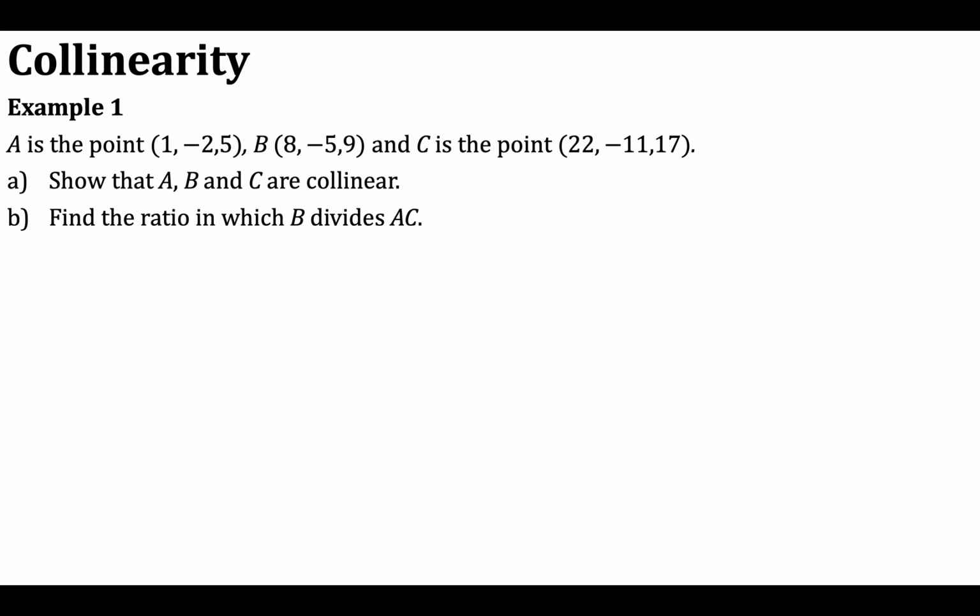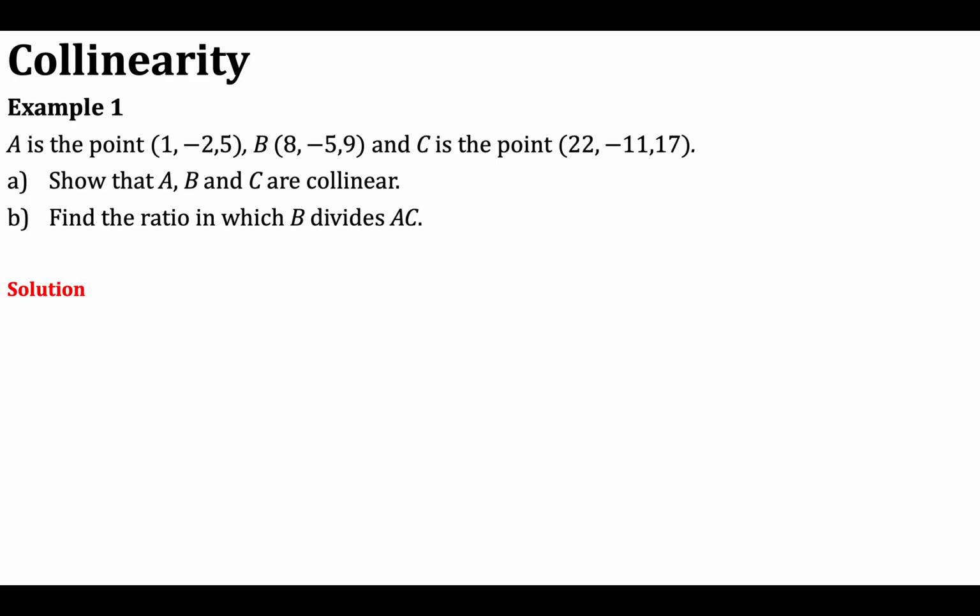So let's have a look at an example involving collinearity, and we'll do 2 examples today for this. A is the point (1, -2, 5), B is (8, -5, 9), and C is the point (22, -11, 17). Part A asks us to show that A, B and C are collinear, and Part B asks us to find the ratio in which B divides AC.